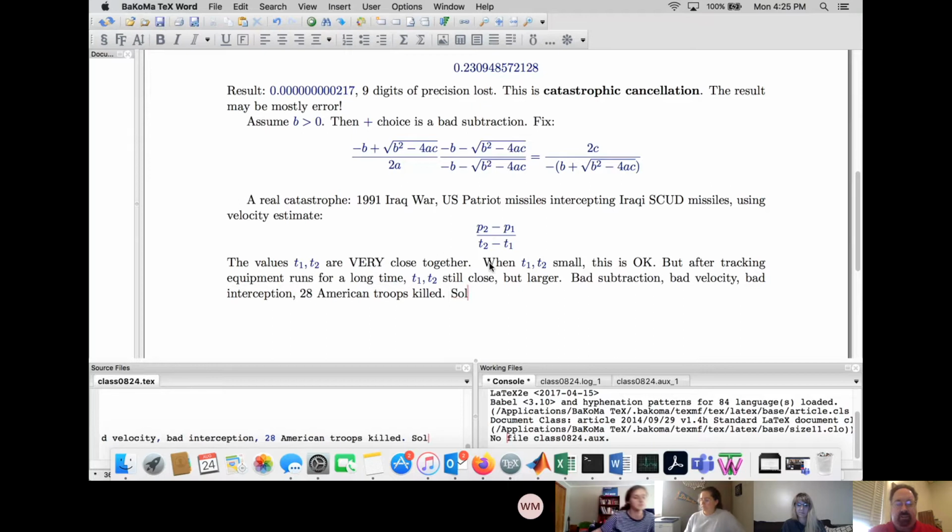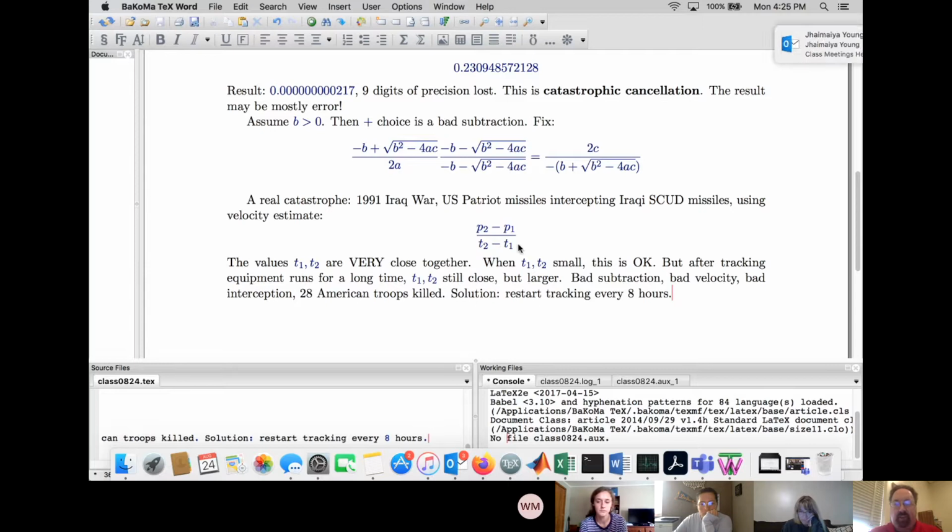So here was their solution: reboot the tracking equipment every 8 hours. That put a bound on how large these numbers would get. They deemed that after 8 hours, these numbers were going to get somewhat large, but not so large. So that was deemed an acceptable amount of error in the velocity estimate. And that worked, so this did not happen again.